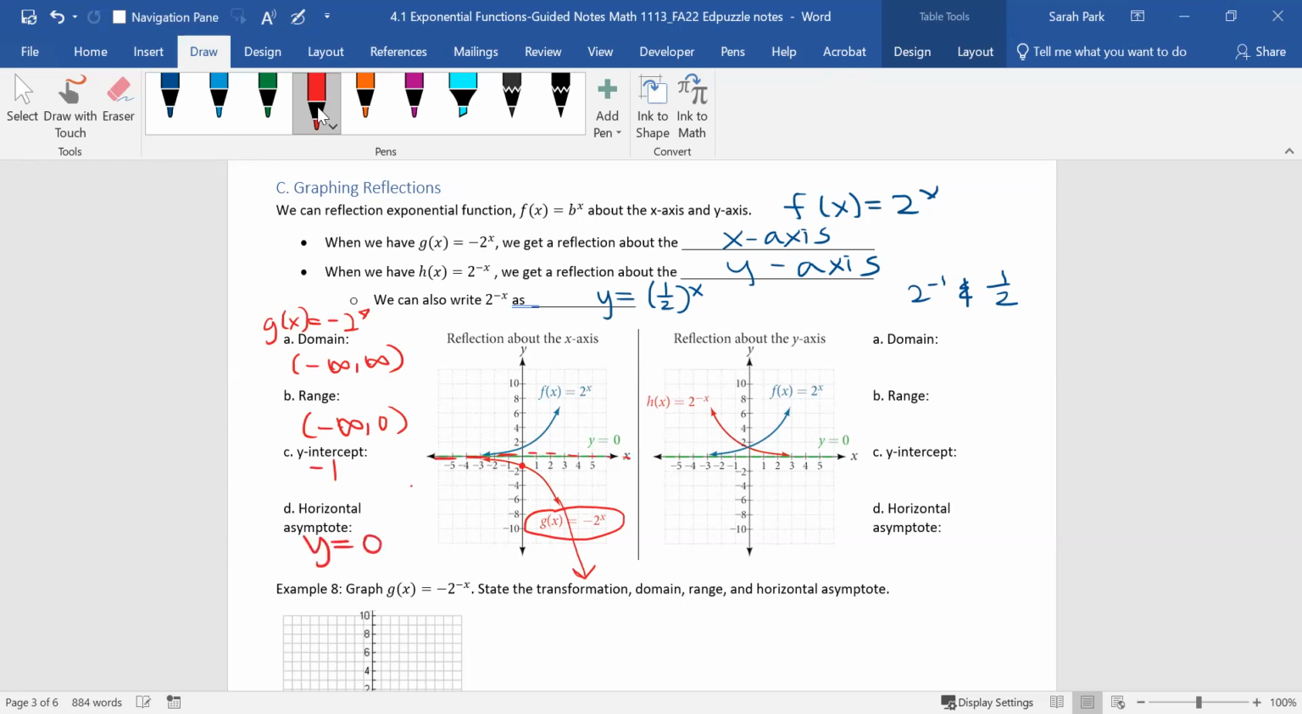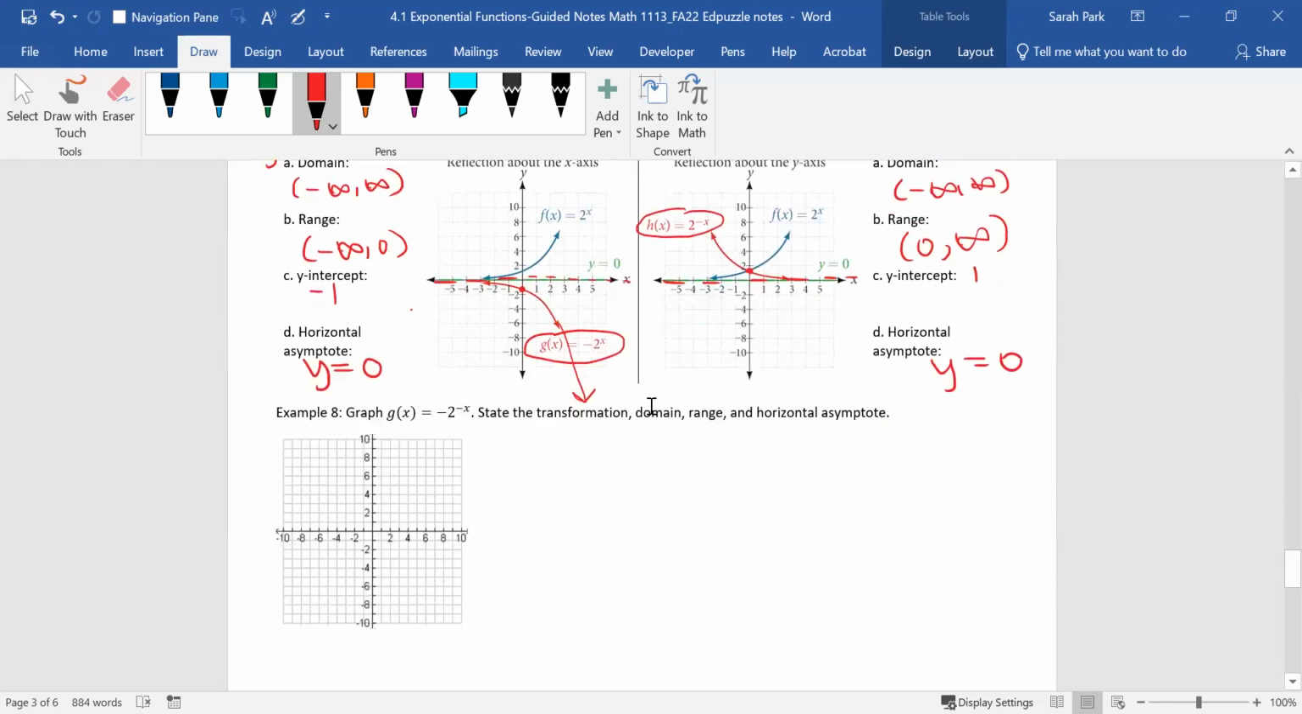Now let's look at the function that reflected about the y-axis. I'm considering h of x equals 2 to the -x. The domain is -infinity to infinity. The range is 0 to infinity. The y-intercept looks like it's the same at 1. The horizontal asymptote looks like it's also the same at y equals 0.